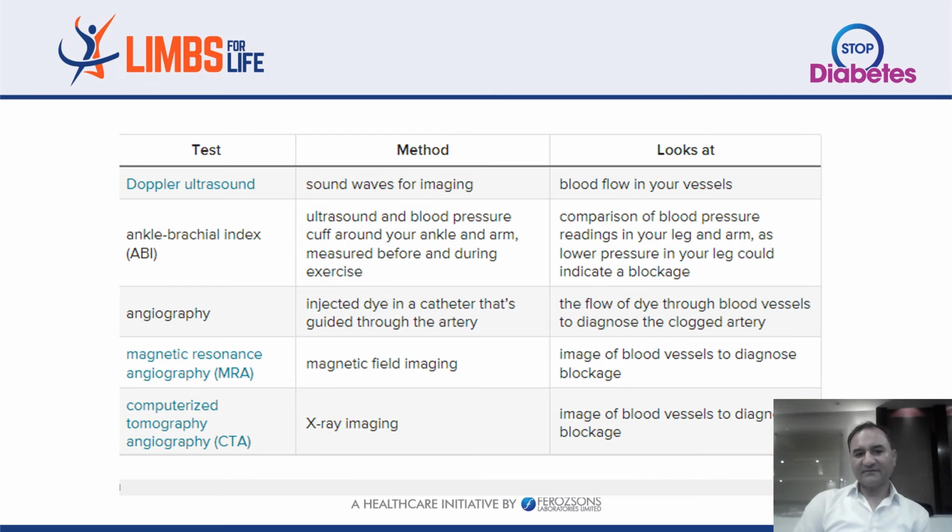Angiography, the method is by injecting dye in a catheter that's guided through the artery, and it looks at the flow of dye through the blood vessels to diagnose the clogged artery. The magnetic resonance angiography, the method is magnetic field imaging, and it looks at the image of blood vessels to diagnose blockage. Last but not the least is the computerized tomography angiography, the CTA. The method is through X-ray imaging and the image of blood vessels to diagnose any blockage.